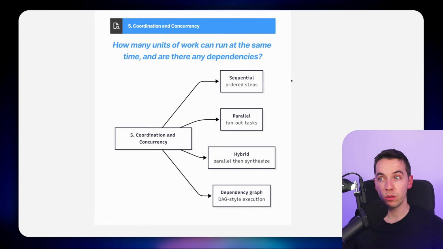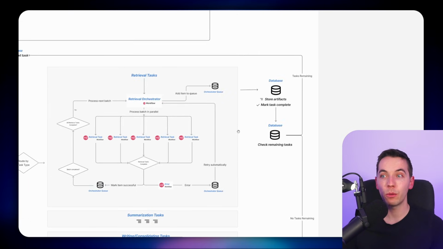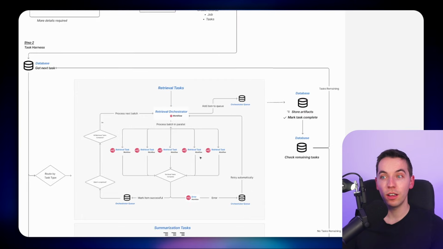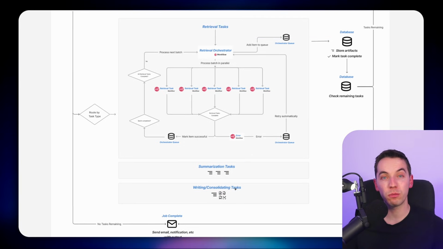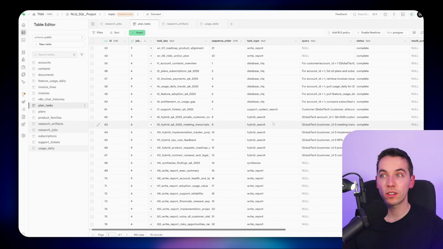In the example I went through, we have sequential ordered steps, so you work through your plan. We have parallel, where you execute many tasks at once. And we have hybrid, where you have parallel and then synthesize the results. And that's exactly what I went through within this long-running deep research example with concurrency, where you process all the retrieval in parallel, but then synthesize and write more sequentially because they should not necessarily be processed in parallel. And then you have a dependency graph, which can be very powerful and really represents some pretty complex relationships between tasks.